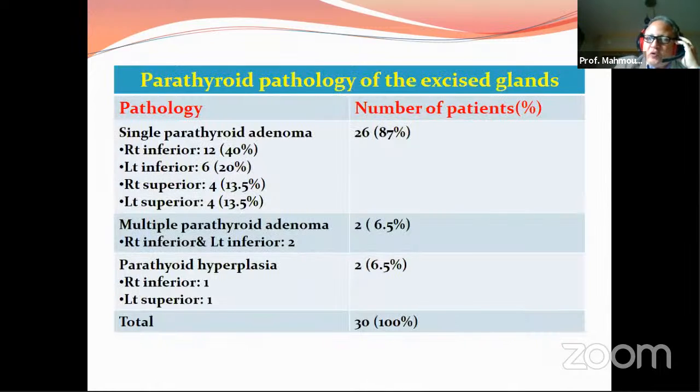The final histopathology revealed a single parathyroid adenoma in 87% of cases, multiple glandular disease with multiple parathyroid adenoma in right inferior and left inferior glands in 2 patients, 6.5%, and parathyroid hyperplasia was detected in 2 glands, 6.5%.